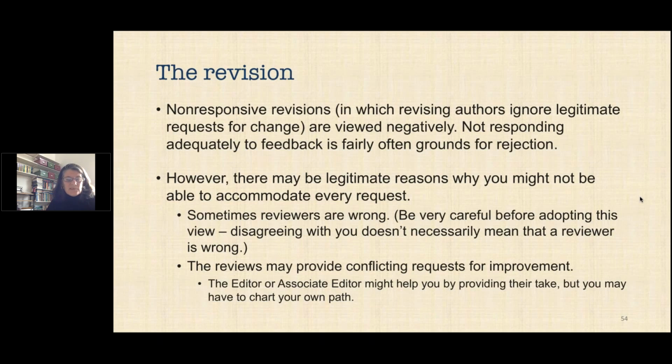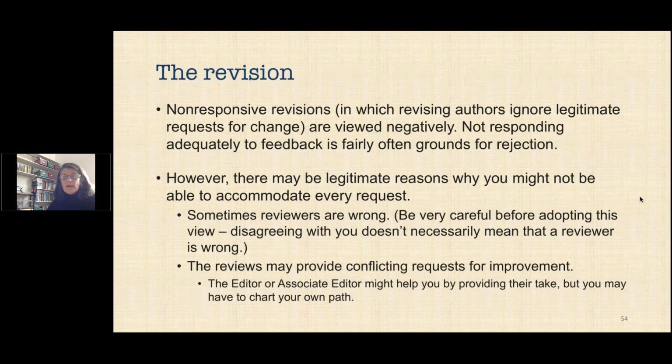But reviewers sometimes miss something in a paper, or that can happen. Or more commonly, or perhaps as commonly, the reviews might provide conflicting requests for improvement. And in those cases, the editor or associate editor might help you by providing their take on what you can do. And oftentimes an associate editor will say in the review which direction you might consider going, but oftentimes you'll have to chart your own path.